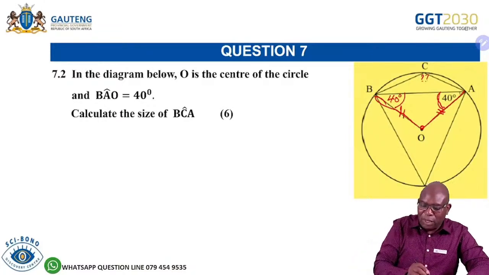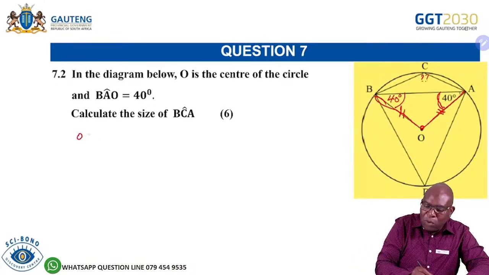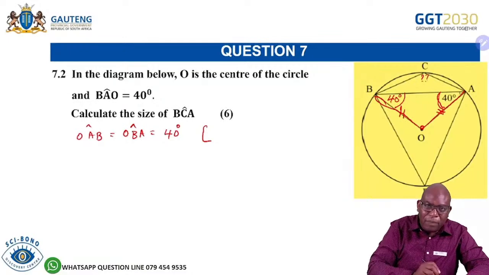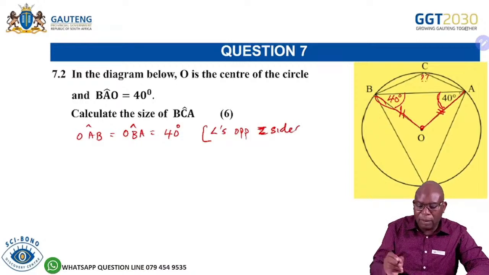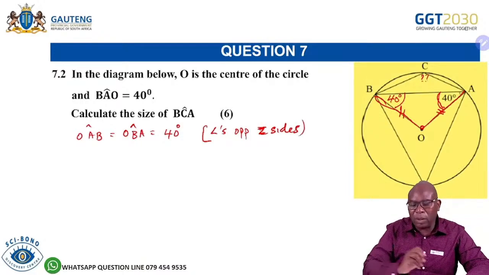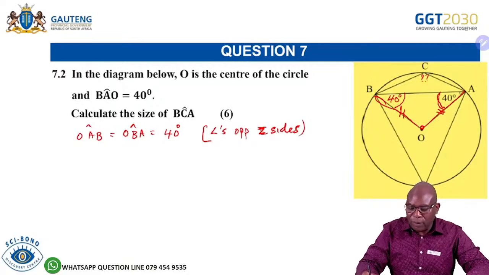Then you say angle OAB is equal to angle OBA equals 40 degrees. The reason, from the previous slide, is angles opposite equal sides. Okay, so angles opposite equal sides. Right, so now I've got that one is 40.